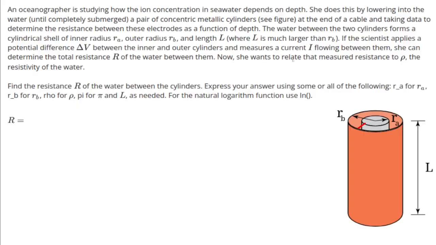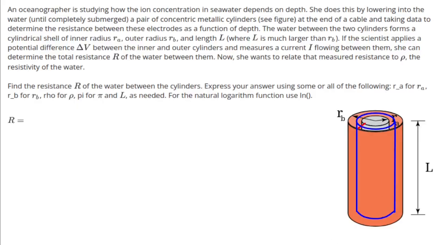Now she wants to relate that measured resistance to the resistivity of the water. Find the resistance R of the water between the cylinders. Well, given the current flowing between the cylinders, the area that it's flowing through is a cylindrical shell, so we'll take our thin cylindrical shell that looks something like this, which also has a length L.